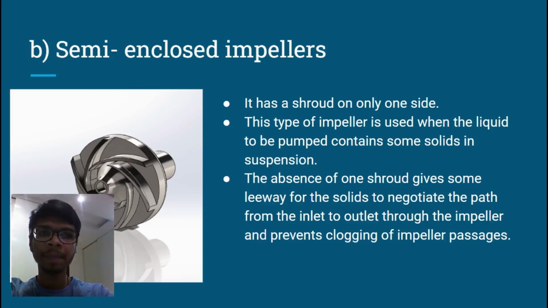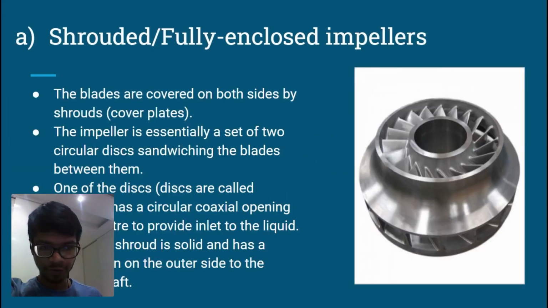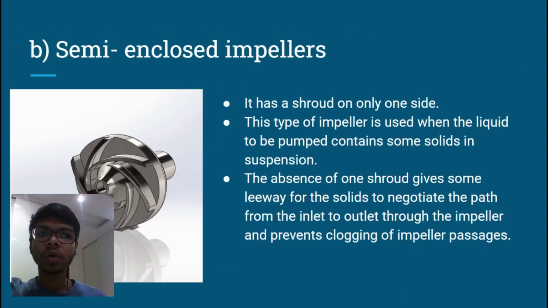semi-enclosed impellers. So this type of impeller has a shroud on only one side. That one side is connected to the shaft. So this type of impeller is used when the liquid to be pumped contains some solids in suspension, unlike that of a fully enclosed. So the absence of one shroud gives some leeway for the solids to negotiate the path from the inlet to outlet through the impeller and prevents clogging of impeller passages.